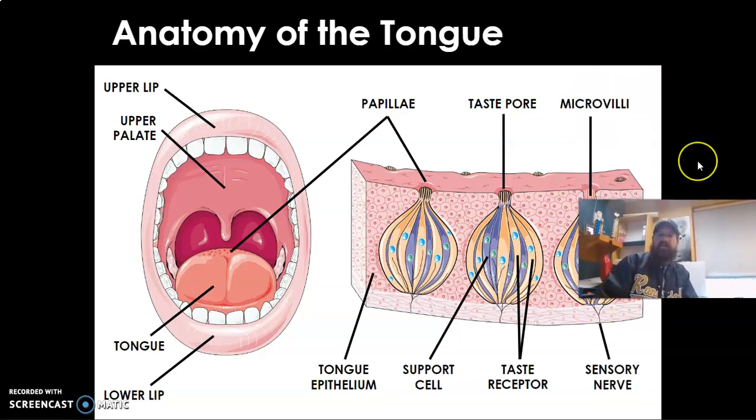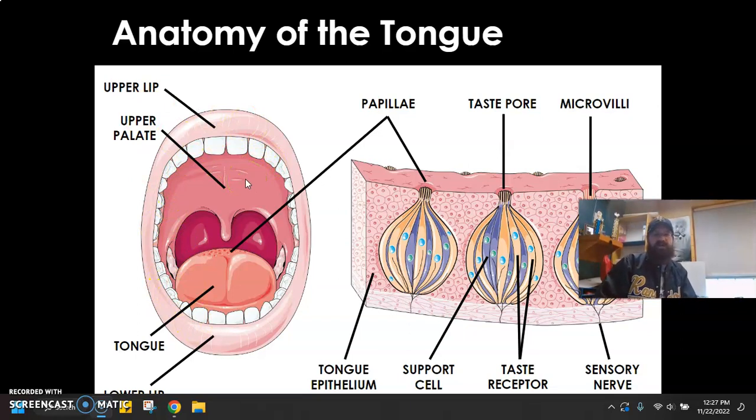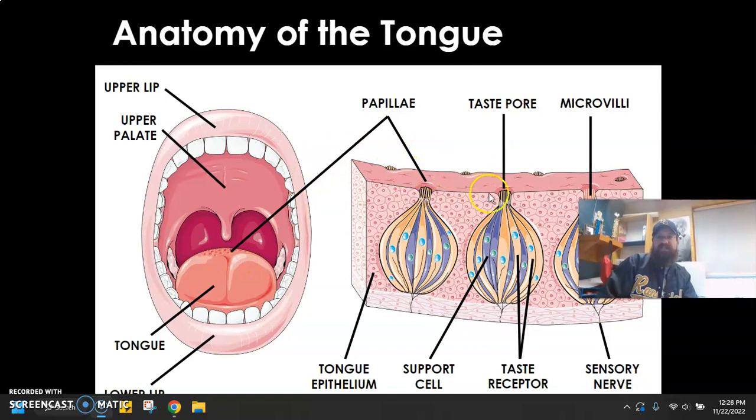All right, you can see the upper lip, the lower lip, the upper palate, also called your hard palate here at the top. Our soft palate includes our tongue. And then if we look at the surface of the tongue, we have these papillae. These are our taste buds. Of course, they have this opening, the taste pore.